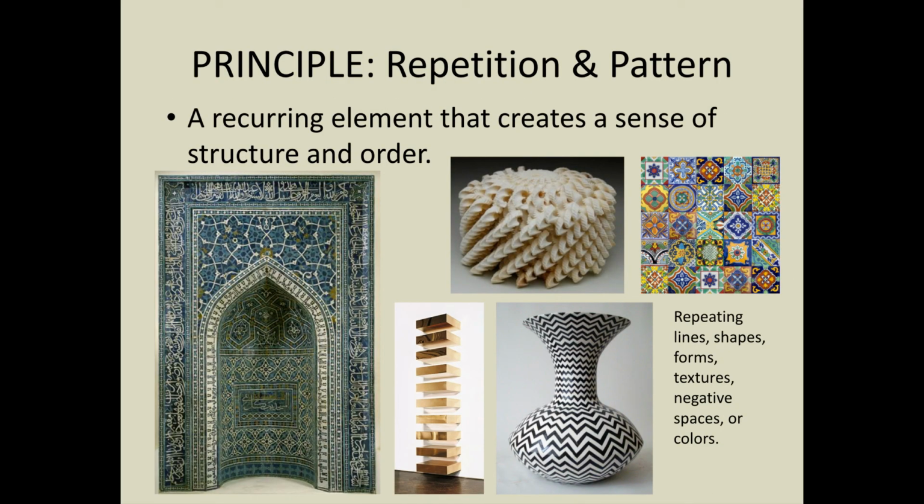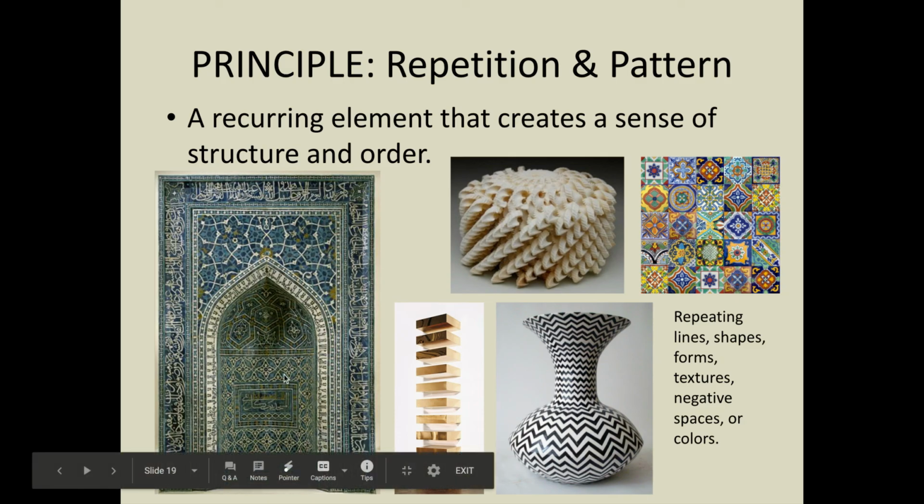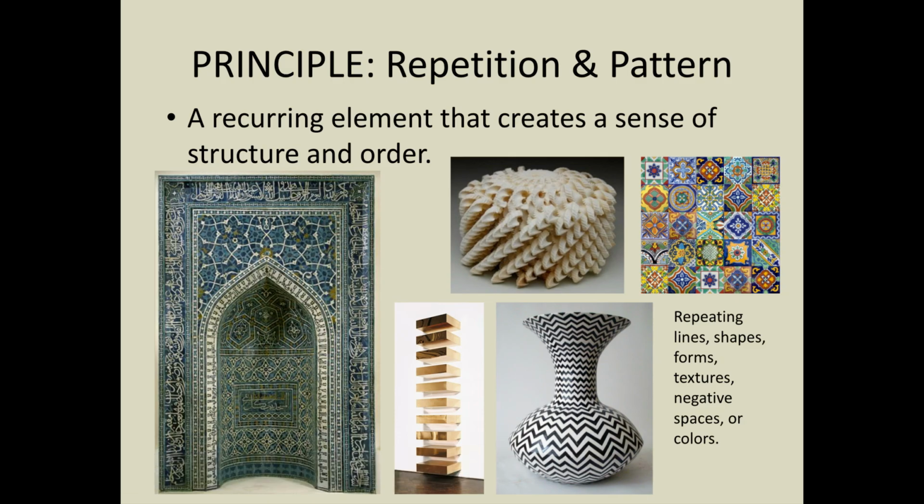Then we have two types of repetition. So the first one is pattern. So we have a pattern of an element that creates a sense of structure and order. So here at the entrance to the mosque, we have repetition of line and text and all these shapes that creates a sense of pattern. Okay, pattern of line, pattern of color.